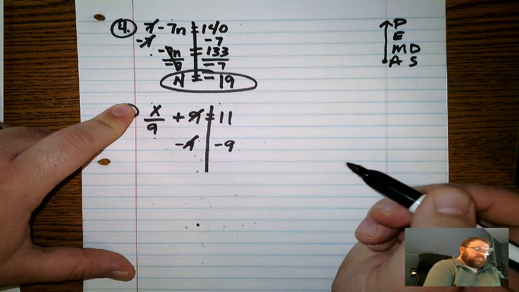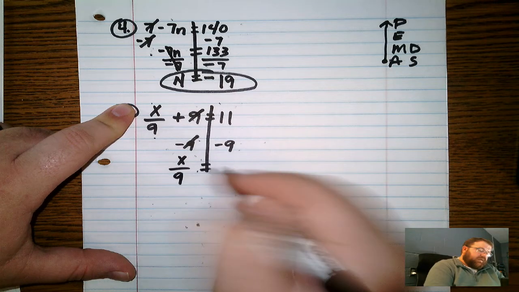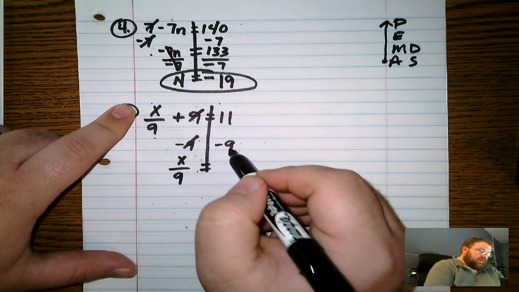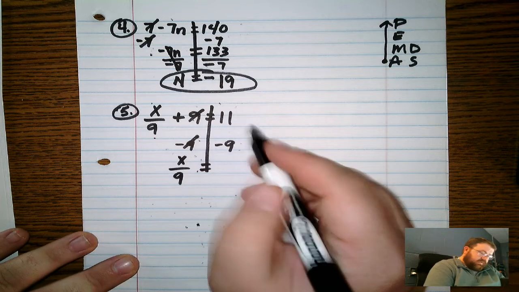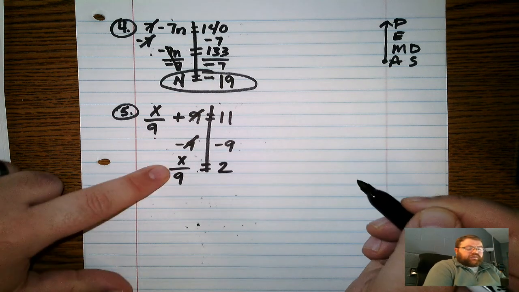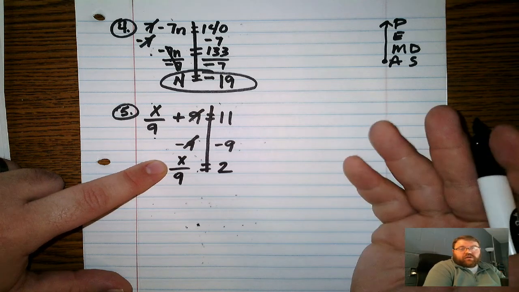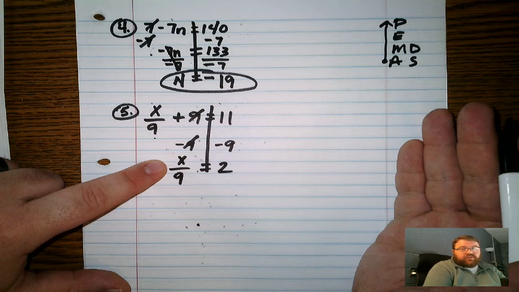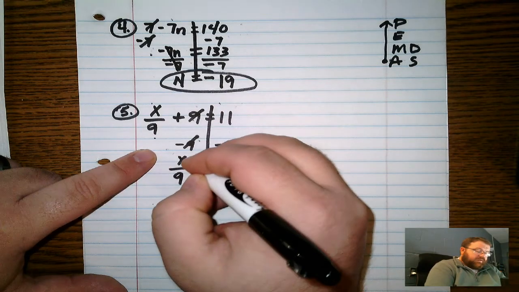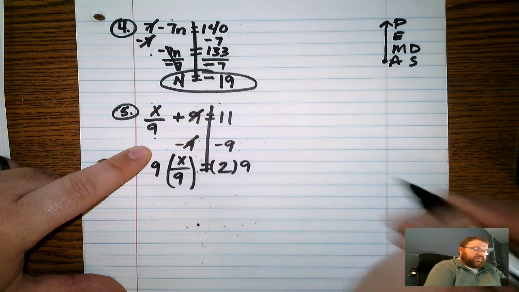So I'm going to subtract 9 from both sides. The 9s cancel. That leaves me with x divided by 9 is equal to 11 minus 9, which is going to be 2. The 9 is trying to divide. I know that because it looks like a fraction. All fractions are division problems. So I'm going to do the opposite, which is multiply both sides by 9.